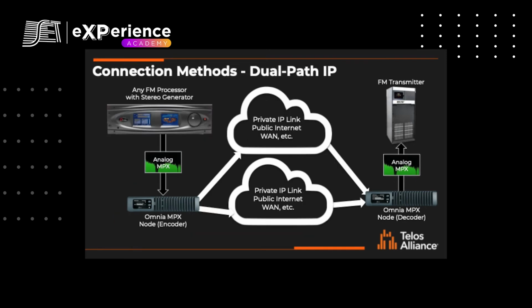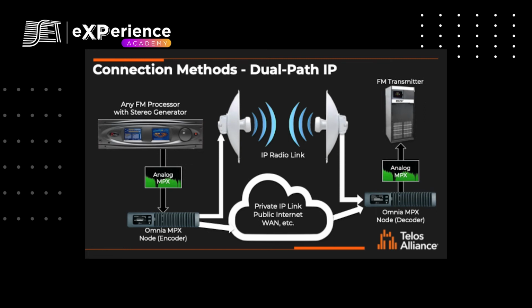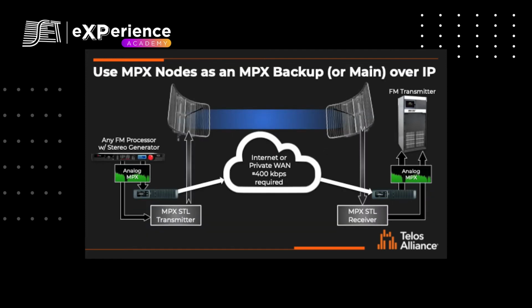And it does offer dual path IP. So you can send over 2 different WAN or internet links, or even an IP radio link and an internet link. Whatever combination you want to. It will handle the packets and splice the packets if there are any missing from the other link. You can use MPX nodes as a backup or as a main STL.